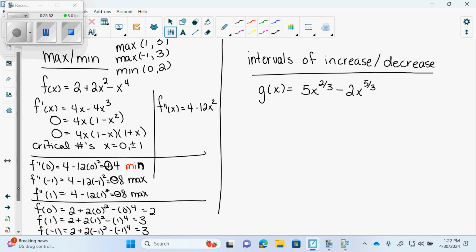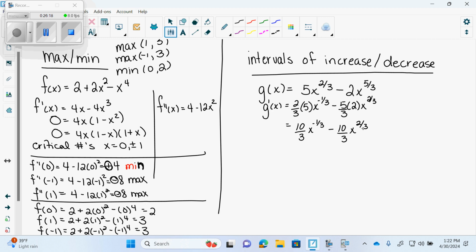So I'm going to go g prime of x equals, drop the 2/3 in front, 5x to the negative 1/3, minus, drop the 5/3 in front, 2x to the 2/3. So I get 10 over 3 x to the negative 1/3 minus 10 over 3 x to the 2/3. What do I take out? I can take an x to the negative 1/3 out. I take the smallest one, and I can take out a 10.